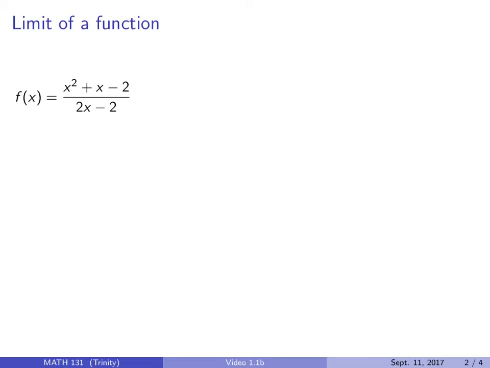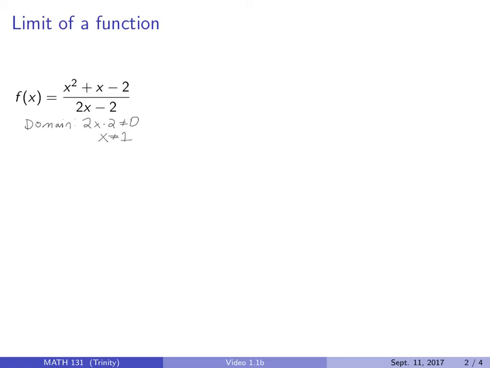So first let's consider the domain of this function. Since we have a rational function here, the main problem is that we don't want the denominator to equal 0. So the domain will be all real numbers x, except that we don't want 2x minus 2 to equal 0, which if we solve this, we get that x cannot equal 1. So 1 is not in the domain of our function. Our function isn't defined at that point.